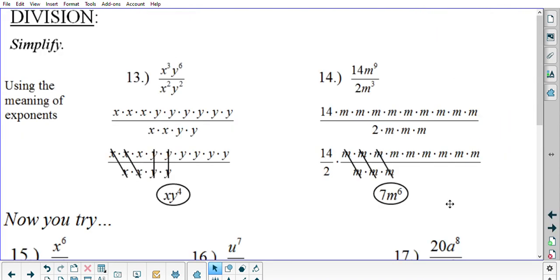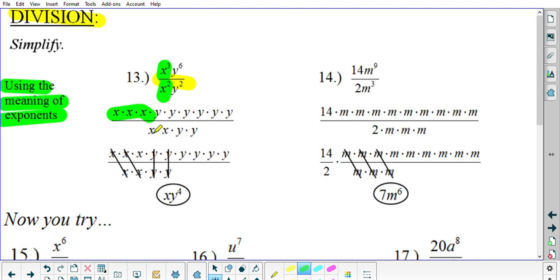Next page, let's discover how we can simplify division problems where there are exponents involved with the variables. Now, to remind you, a fraction bar is a creative way of showing a division problem. So that's how this is being shown here. We are once again going to discover how this works by using the meaning of exponents, where x to the third is the same as x times x times x. X to the second is the same as x times x.